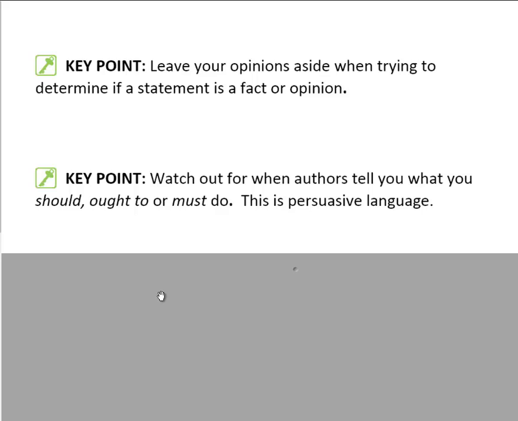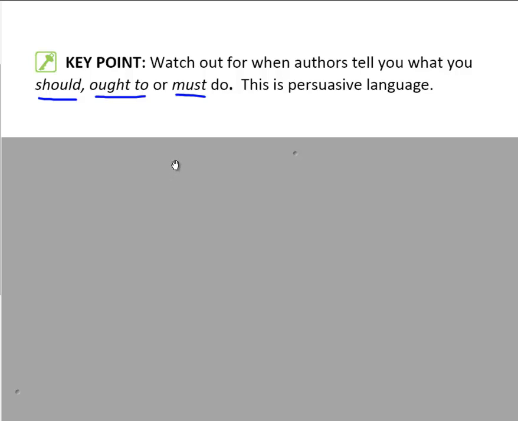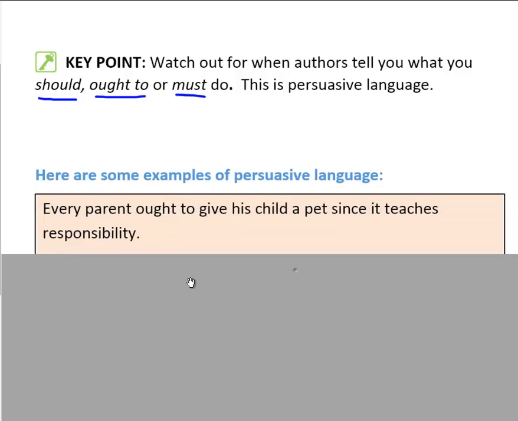Another thing that you need to watch out for is when authors tell you what you should, ought to, or must do. These words should, ought to, and must are persuasive language. When you see those words, that means that the author is trying to persuade you with his or her own opinions. Those types of words are subjective, and persuasive language means that you are being swayed with an opinion. So let's take a look at an example that includes some of that persuasive language.